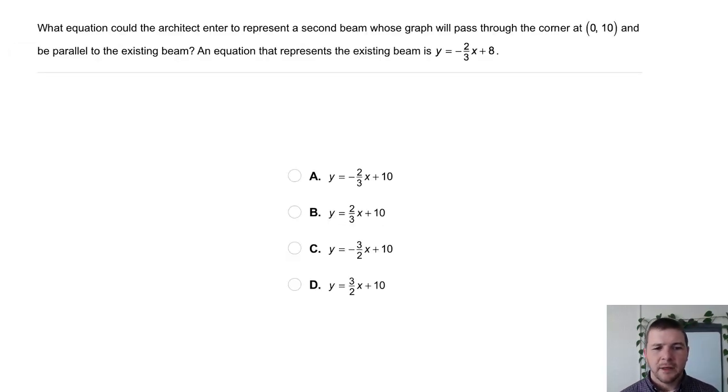Your turn. What equation could the architect enter to represent a second beam whose graph will pass through the corner at (0, 10) and be parallel to the existing beam? An equation that represents the existing beam is y equals negative 2/3 x plus 8.